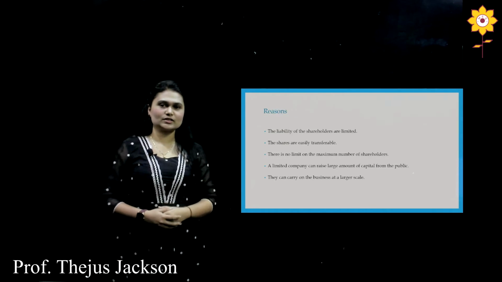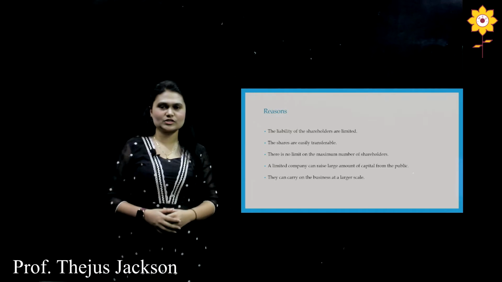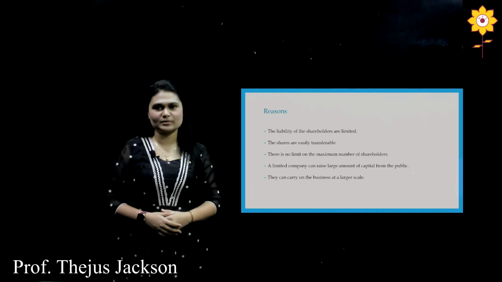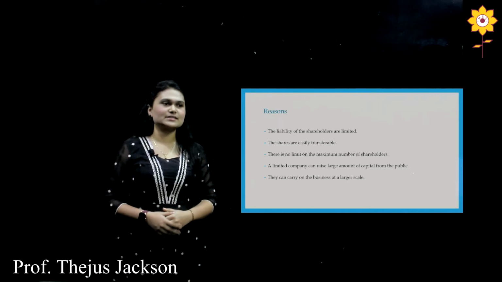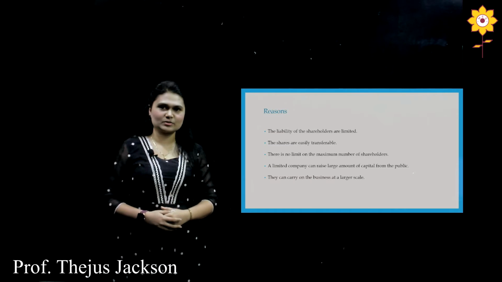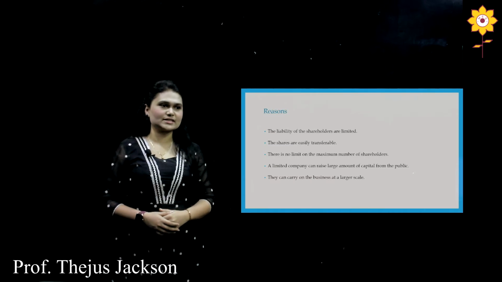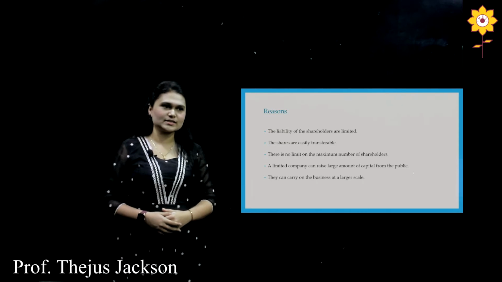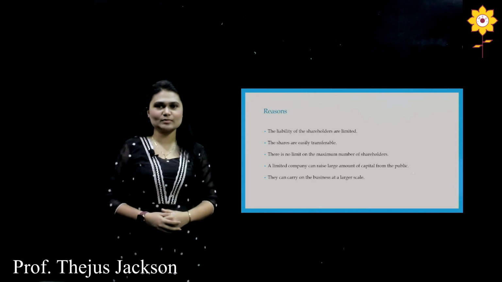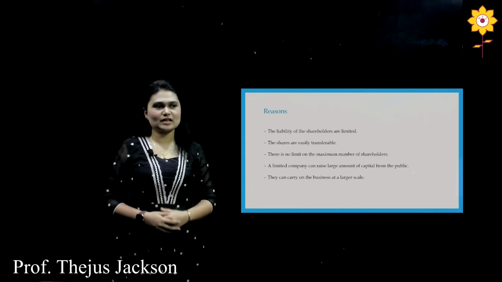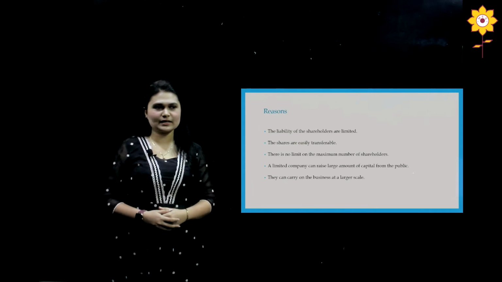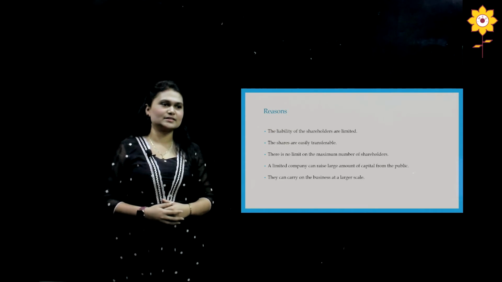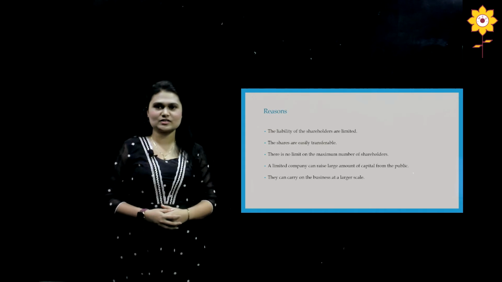So these are the five reasons behind the conversion or sale of partnership firm into a limited company. The first reason is the liability of the shareholders is limited. The second reason is the shares are easily transferable. The third reason is there is no limit on the maximum number of shareholders. The fourth reason is a limited company can raise a large amount of capital from the public. And the final reason is they can carry on the business at a large scale.